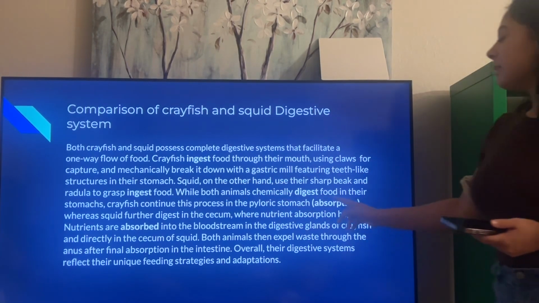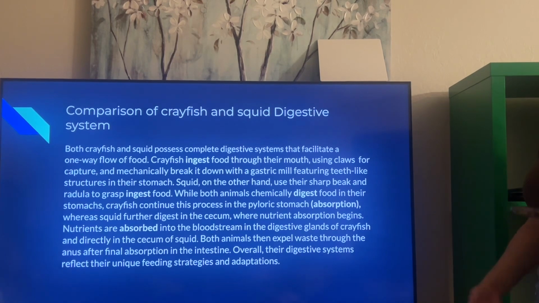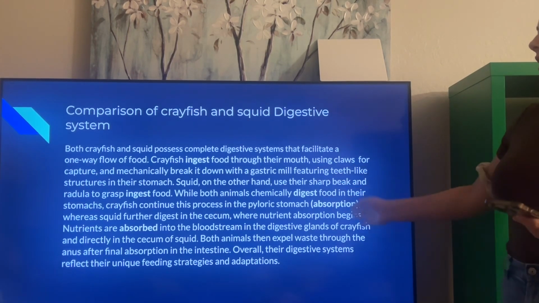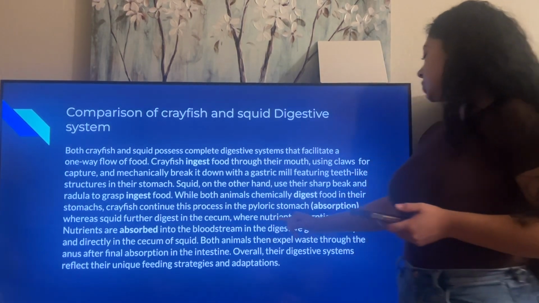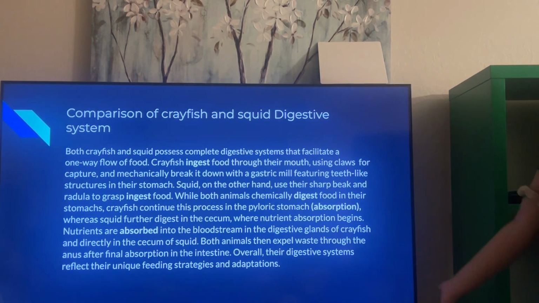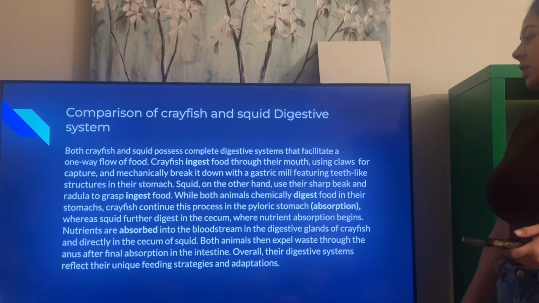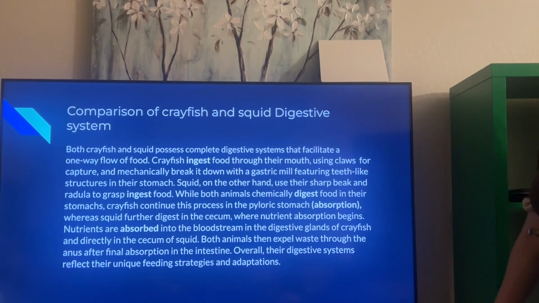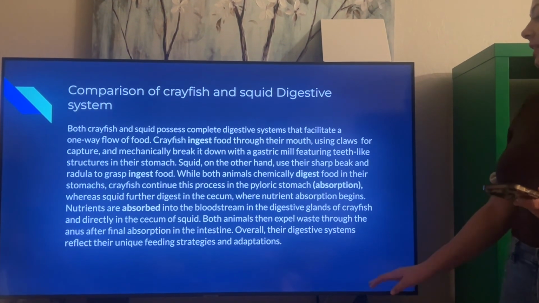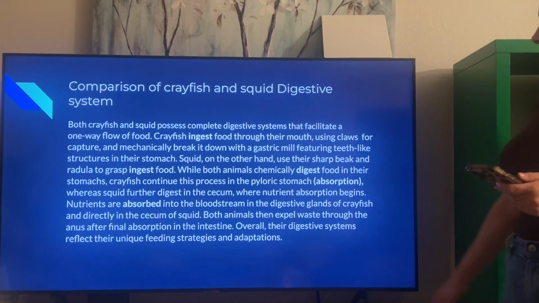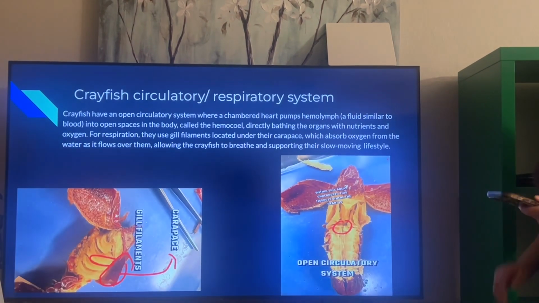While both animals chemically digest food in their stomachs, crayfish continue this process in a pyloric stomach, where absorption takes place, whereas squid further digest in the cecum, where nutrient absorption begins. Nutrients are absorbed into the bloodstream in the digestive glands of crayfish and directly in the cecum of the squid. Both animals then expel waste through the anus after final absorption in the intestines. Overall, their digestive systems reflect their unique feeding strategies and adaptations.